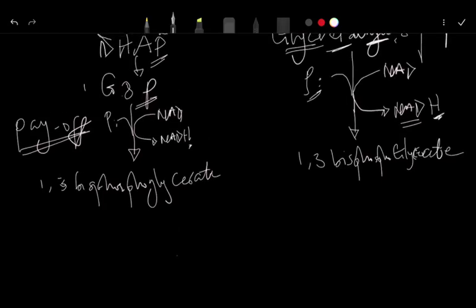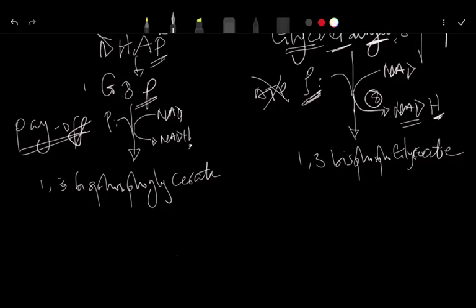Again, I will just explain it again. In this step here, which is step 5, we oxidize the molecule. At the same time, we added inorganic phosphate. Mind you, I said inorganic phosphate, not a phosphate coming from ATP. Please take note of this. We do not use ATP here. We only added inorganic phosphate. Are you there with me?